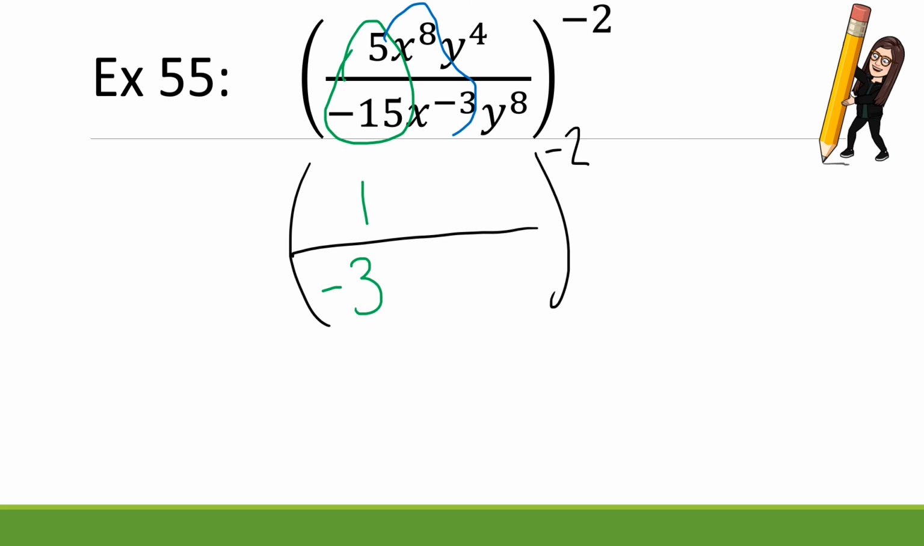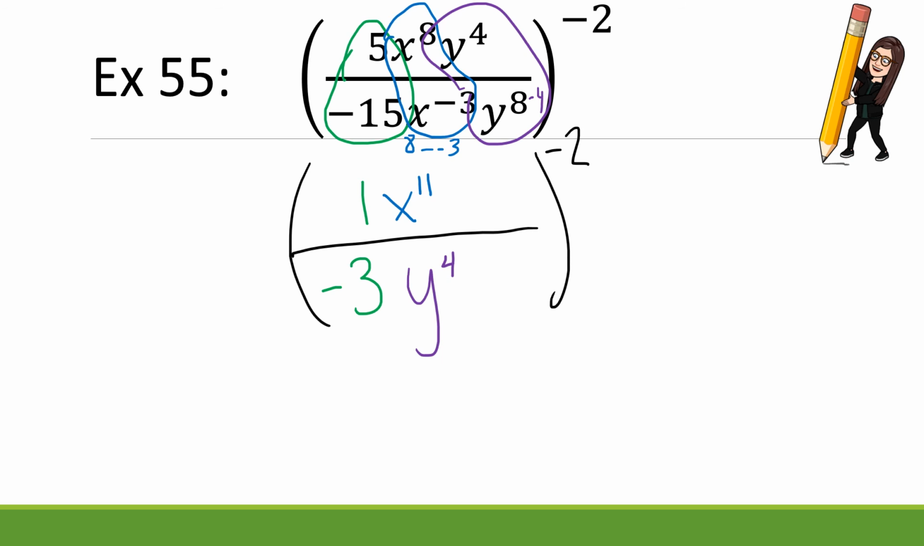Next, the x's. X is larger on top. Remember, that's my shortcut. So someone might help you and teach you a little bit differently. That's totally fine. My shortcut is keep it where it's larger. 8 subtract the negative 3 becomes a positive 11. Y's. The y is larger on bottom. 8 subtract 4 is 4.